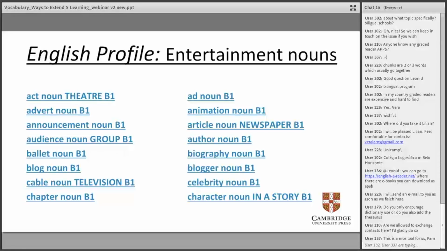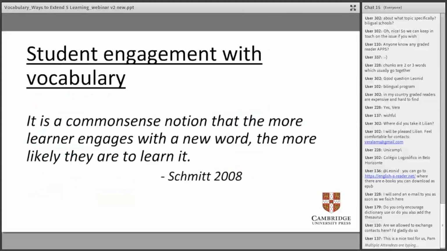So what I did is I did a search, and I copied and pasted all of the nouns at B1 level associated with entertainment onto a worksheet. And I gave that as a handout to learners. So the idea was not that they learned all the words on the handout.